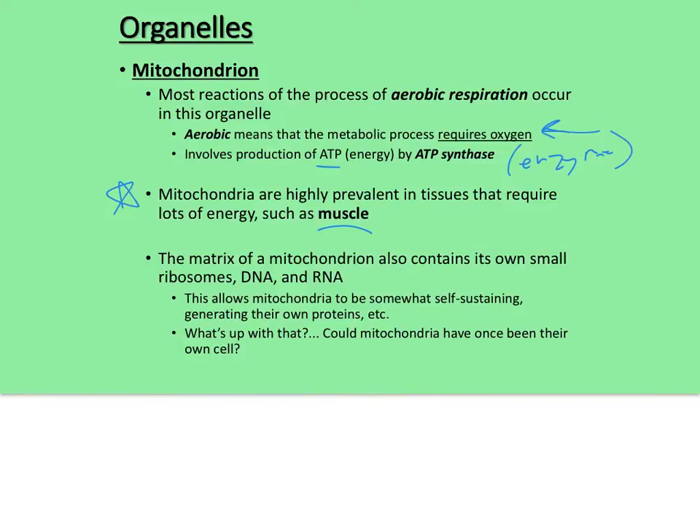So mitochondria appear to be somewhat self-sustained. They can make their own proteins, they can divide when they want to, kind of makes us think that maybe mitochondria were at one time their own cell. So no one's for sure about that, but it leads to a pretty interesting theory about maybe where these mitochondria came from originally.